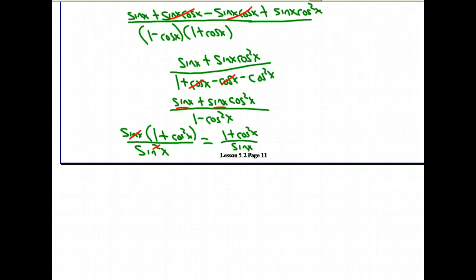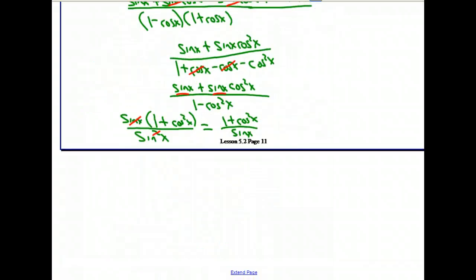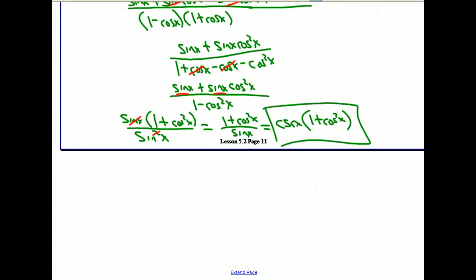Guys, we're almost there. We look back up at the top one, and we realize the right one has no denominator. But that's okay, because 1 over sine, having a sine on the bottom, is the same as having the reciprocal, the cosecant, on the top. So 1 over sine is the cosecant of x times 1 plus the cosine squared of x, which is what we were trying to verify.